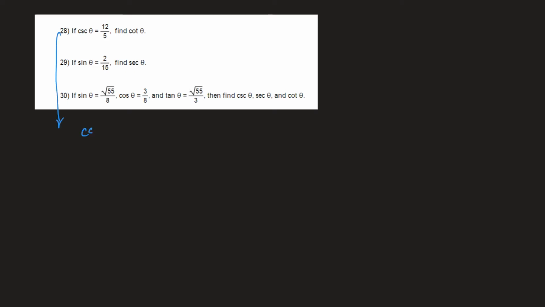It says the cosecant of an angle is equal to 12 over 5. Well, I know cosecant is the reciprocal of sine. So if cosecant is 12 over 5, then the sine of an angle has to be 5 over 12. You flip it over. Now, they're asking me for cotangent, and cotangent is the reciprocal of tangent, and tangent is opposite over adjacent. So cotangent is adjacent over opposite.